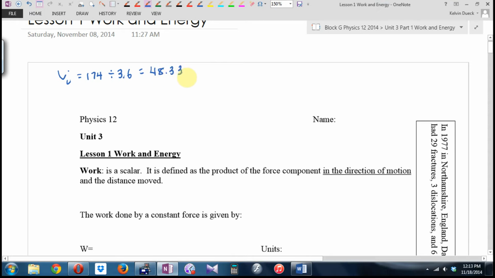What else do I know? Oh, I know V final. Huh? You're right. 0, stopped, right? I know D, 0.66. I'd like to find the acceleration. I'm looking for an equation that has V initial, V final, D, and A in it. Don't all rush for your formula sheets at once or anything. Can you get the A by itself, please?